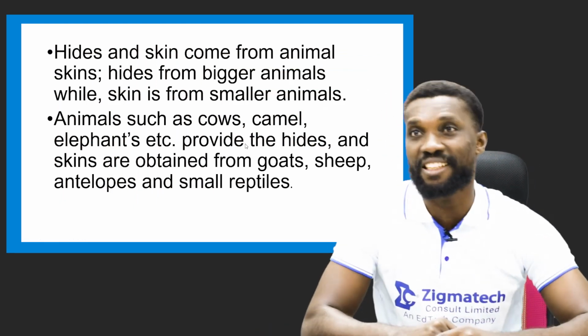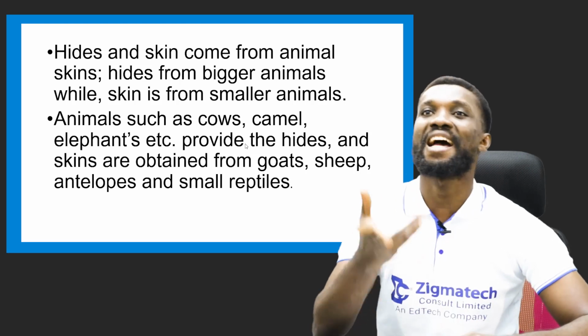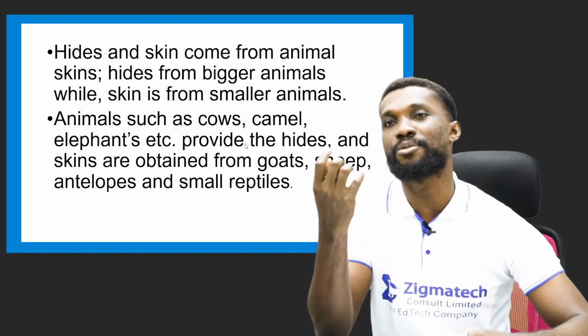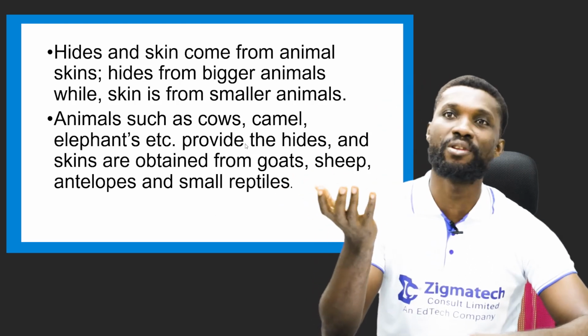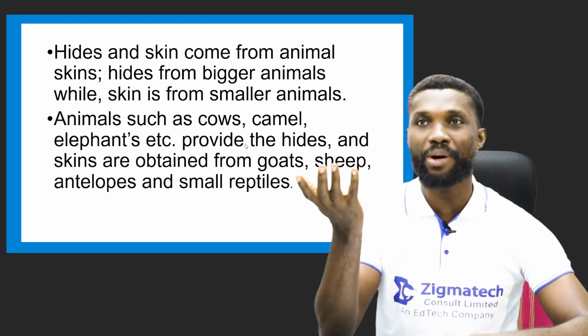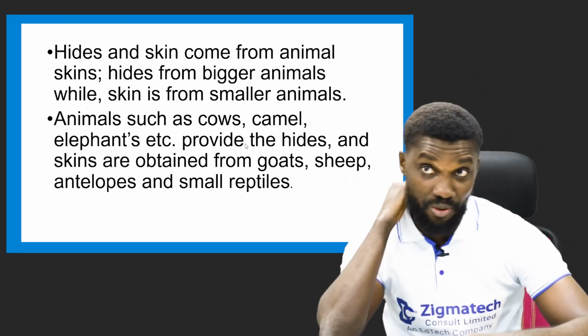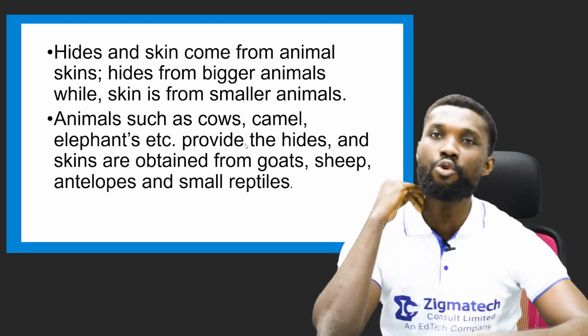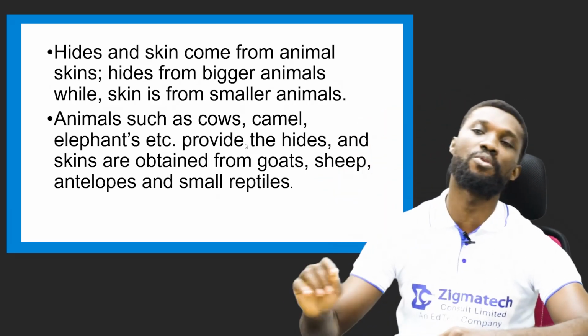The hide and skin comes from animal skin. The hide is from the bigger animals, while the skin is from smaller animals. Now bigger animals such as cow, camel, elephants, leopard, etc. are the bigger animals. They produce hide, while skins are obtained from goats, sheep, antelope, and smaller reptiles. Now those are the difference between the hide and the skin.